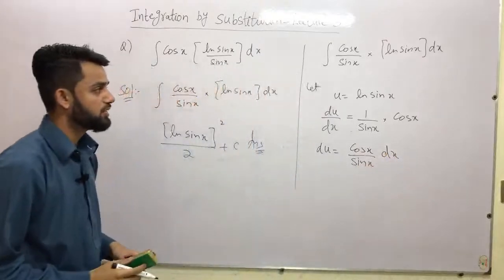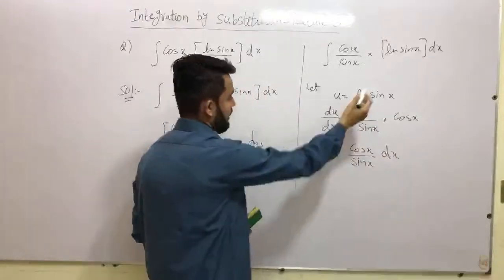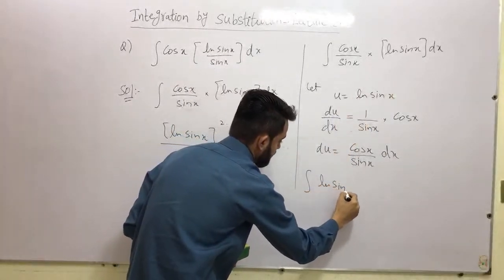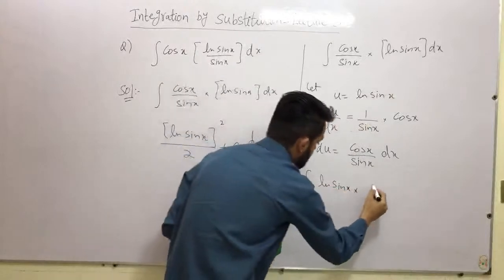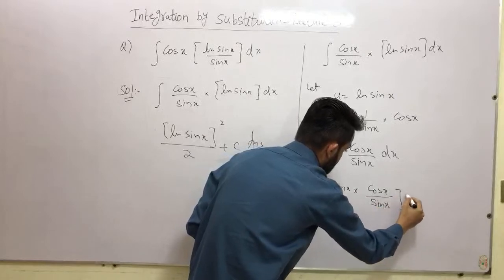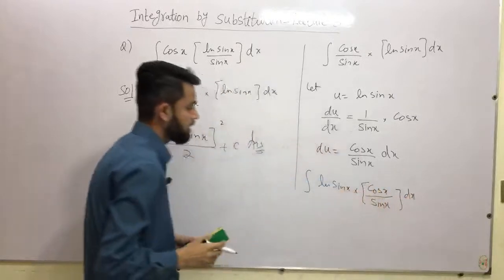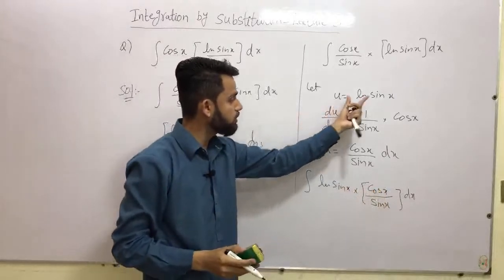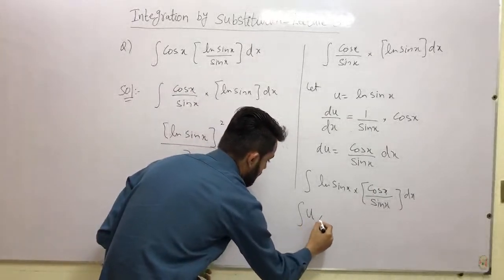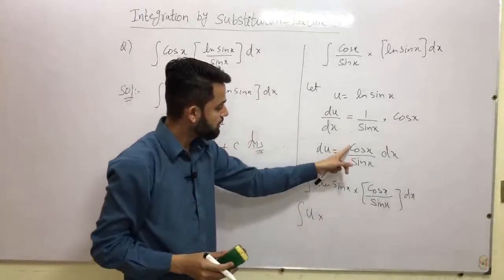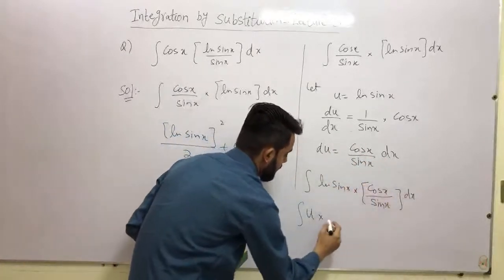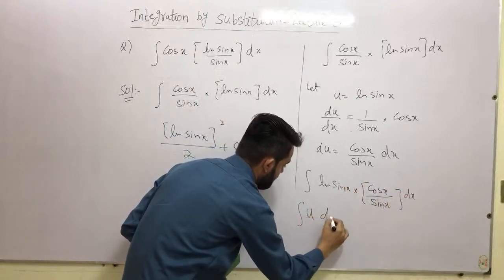Now you see, let's rearrange our integral. We can write ln of sin x multiplied by cos x over sin x into dx. The substitution was u equals ln of sin x, so we can write u multiplied by cos x over sin x into dx, and that whole thing is equal to u. So instead of writing that, we can write du.